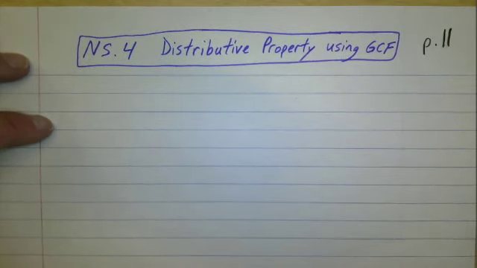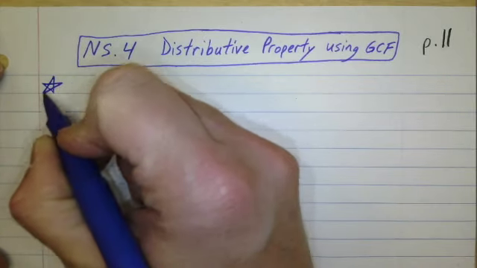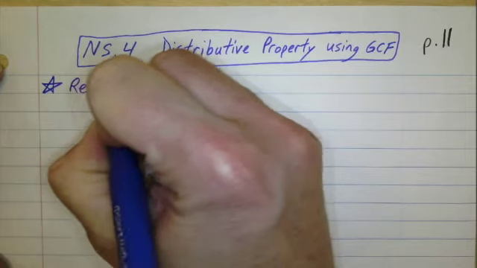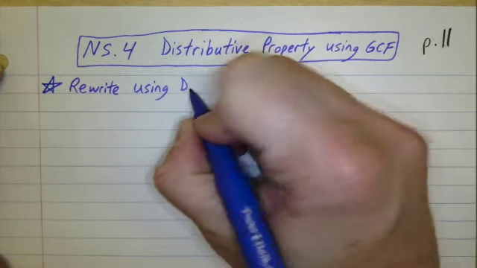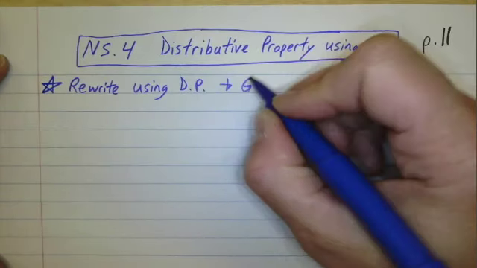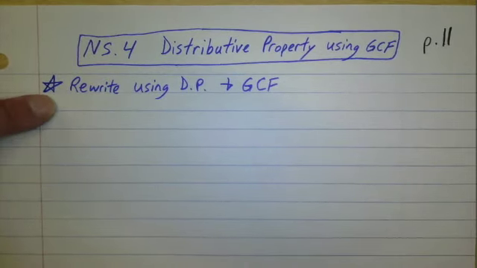And the directions that you're going to see when you do this particular assignment are going to say, rewrite using the distributive property and GCF. So I'm going to abbreviate it DP for distributive property and GCF, meaning the greatest common factor. And they're going to give you an example. So I'm going to skip a line here and come down.